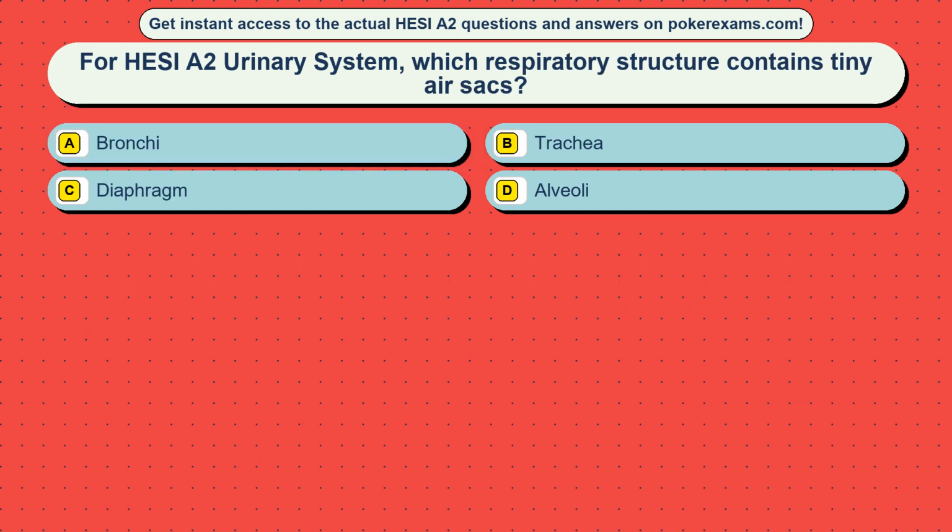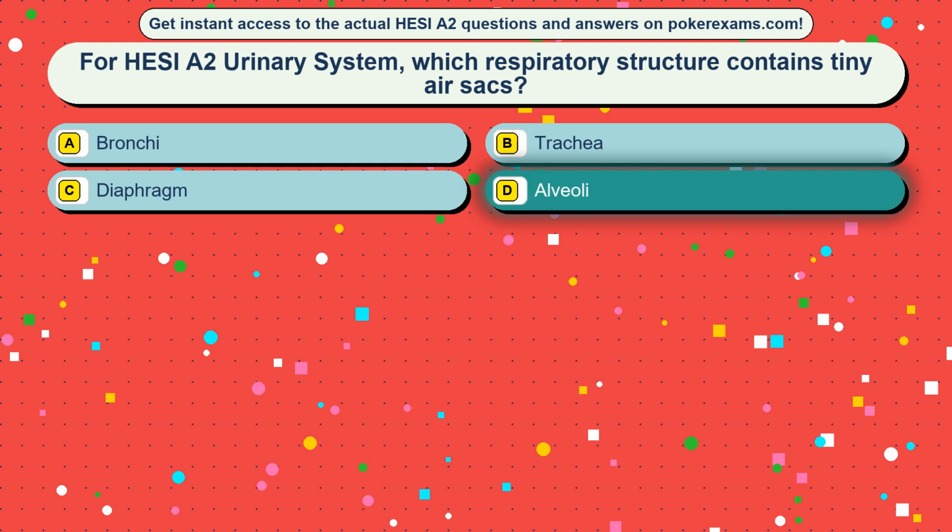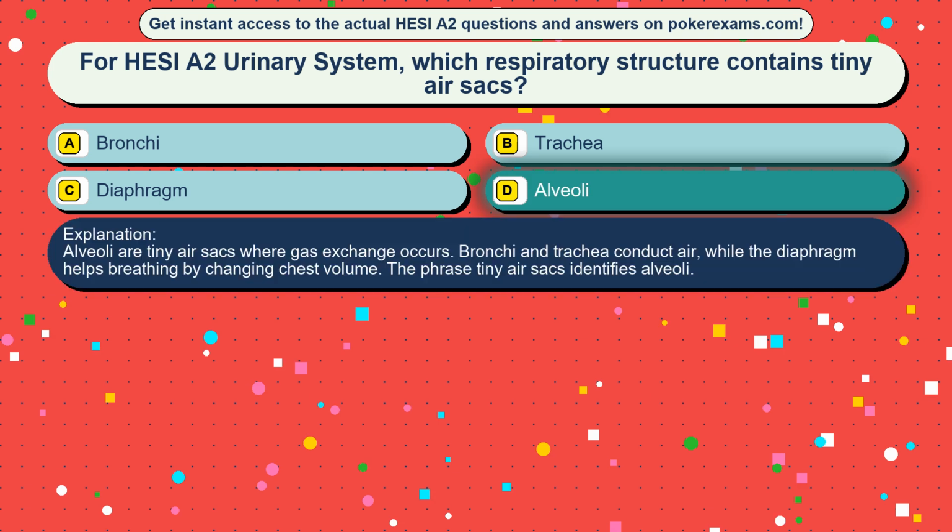Question 2. For HESI A2 urinary system, which respiratory structure contains tiny air sacs? Option A bronchi, option B trachea, option C diaphragm, option D alveoli. The correct answer is option D, alveoli. Alveoli are tiny air sacs where gas exchange occurs. Bronchi and trachea conduct air, while the diaphragm helps breathing by changing chest volume. The phrase tiny air sacs identifies alveoli.